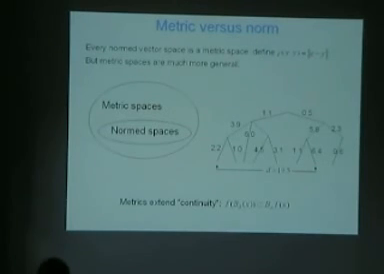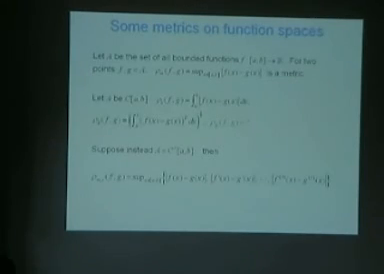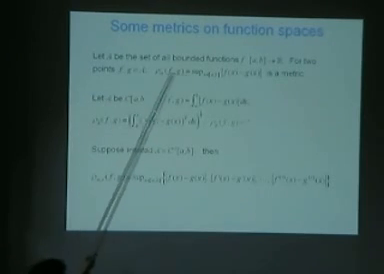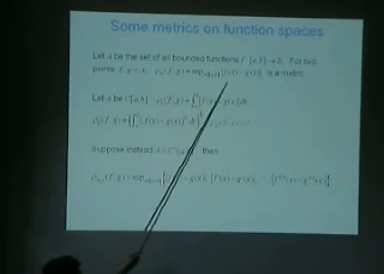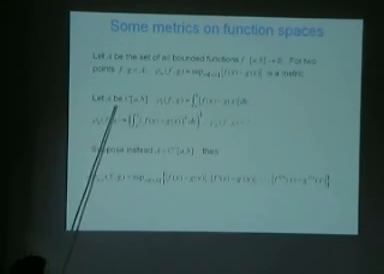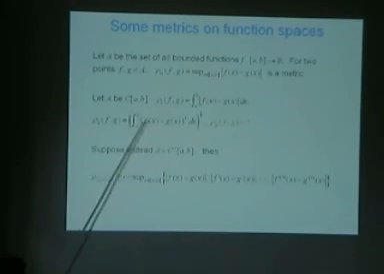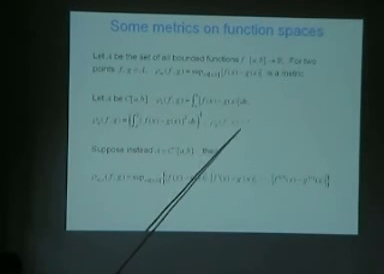Let's look at metrics, just one more slide. So, some metrics on function spaces. Now I've still got all bounded functions in the reals. Now this is a perfectly good metric. Actually, all of these have good metrics, and the reason is that they come from a norm. So in fact, you can find a metric.